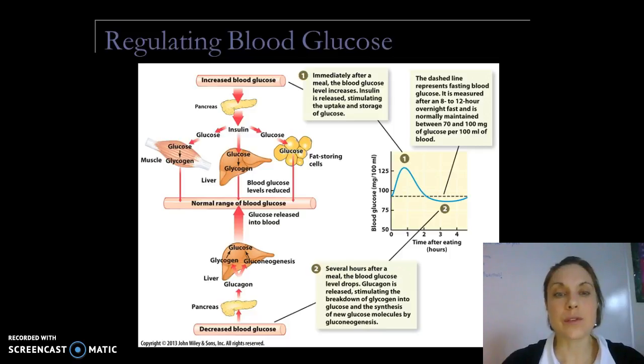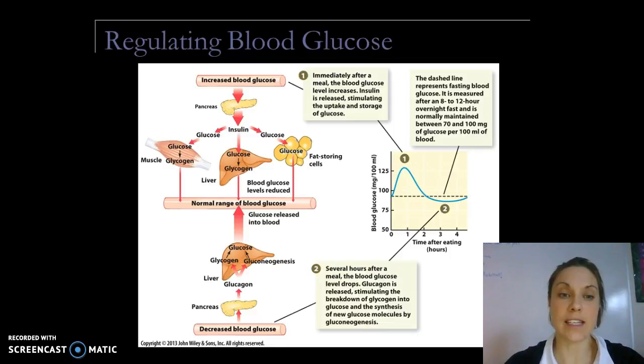When blood glucose rises, the pancreas secretes insulin, a hormone, that then stimulates blood glucose to be distributed from the blood to cells. There are insulin receptors on a variety of cells, including muscle, fat-storing cells, and the liver. Glucose is then deposited in muscle cells for immediate use as energy or for storage as glycogen.